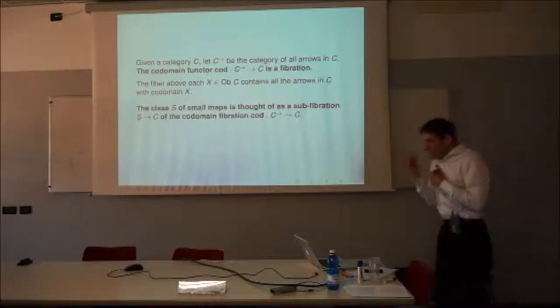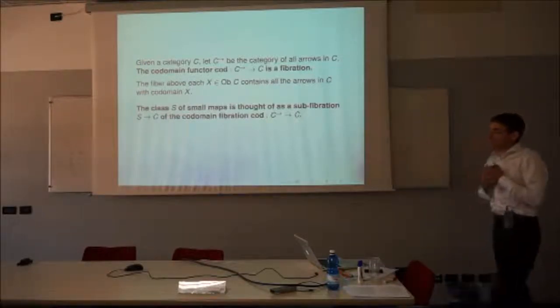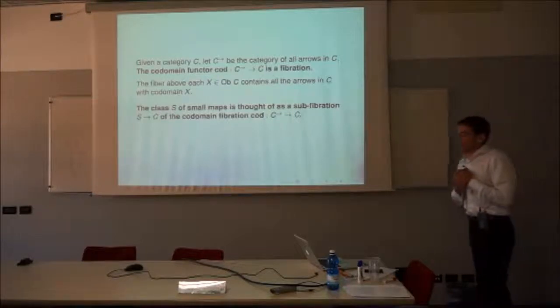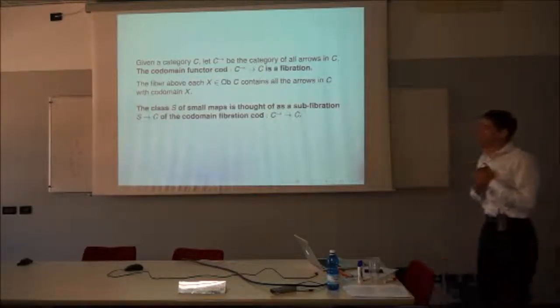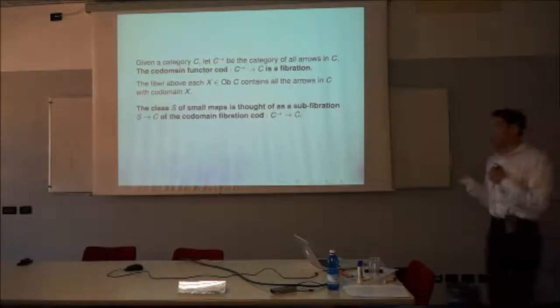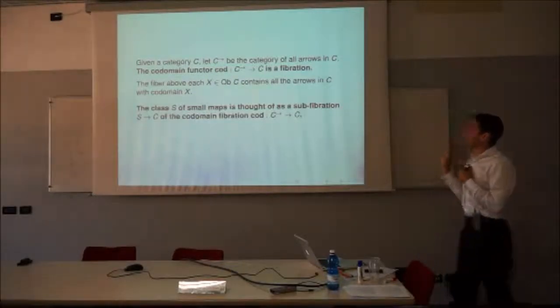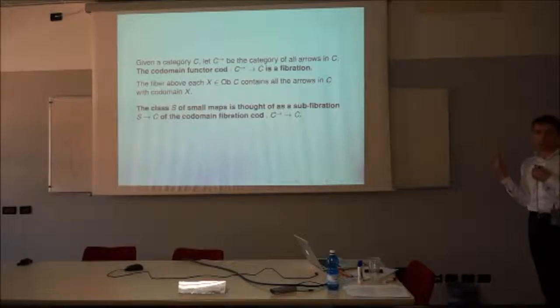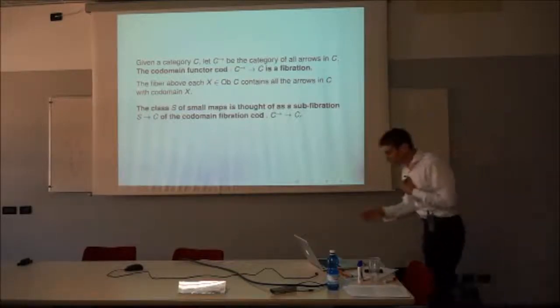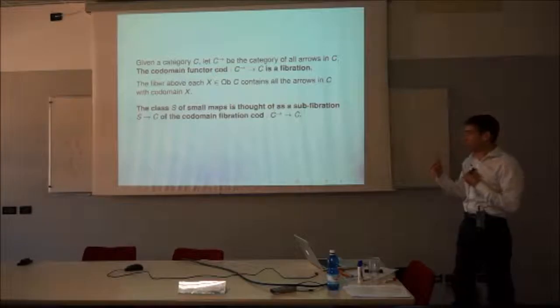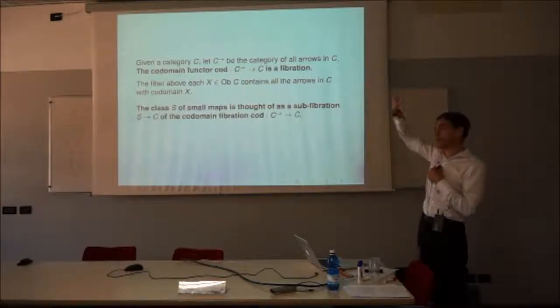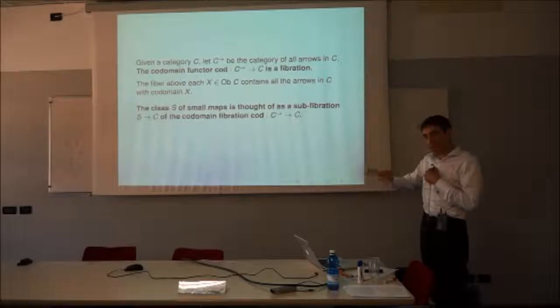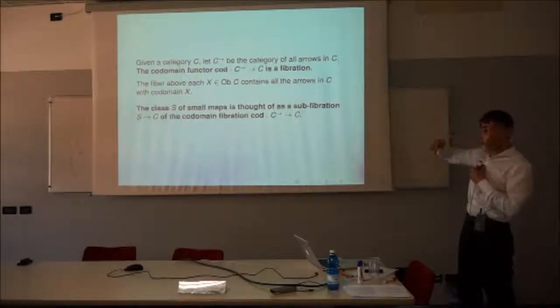Now, I think that the main idea behind the first axioms of algebraic set theory is that the class S of small maps is conceived of as a sub-fibration of this codomain fibration. So you have, in fact, to think of the class S of small maps as a big category above the category C, and the fiber above each object of C is composed of all the small maps having that object for codomain.